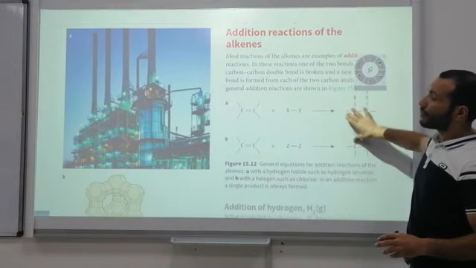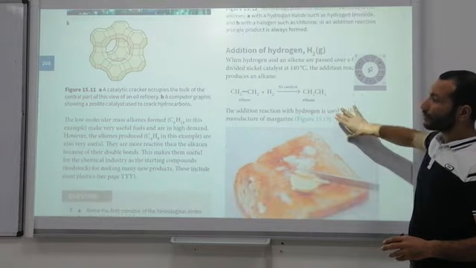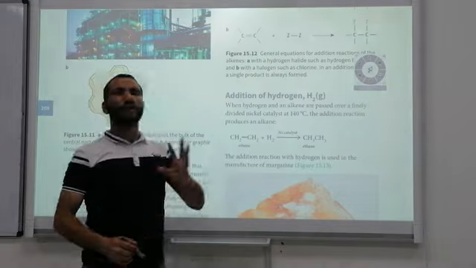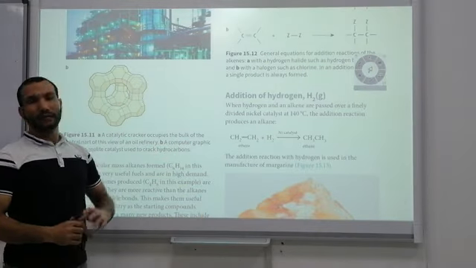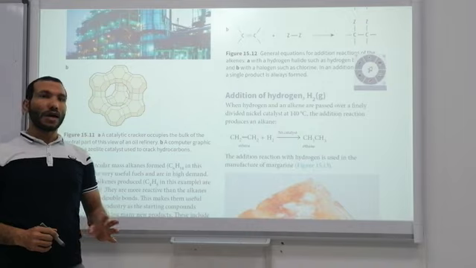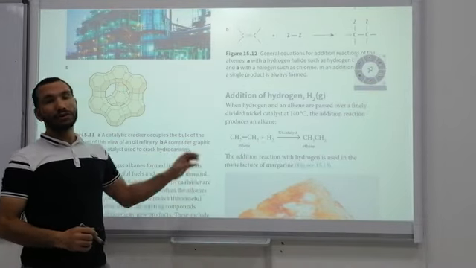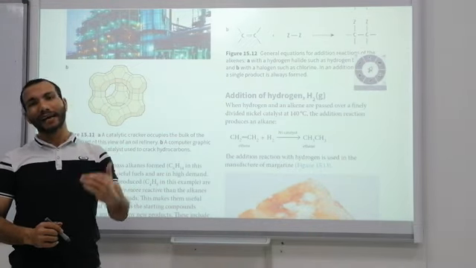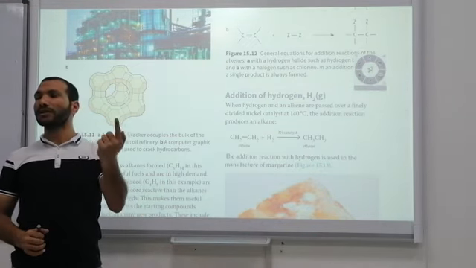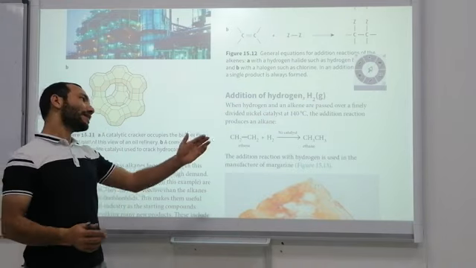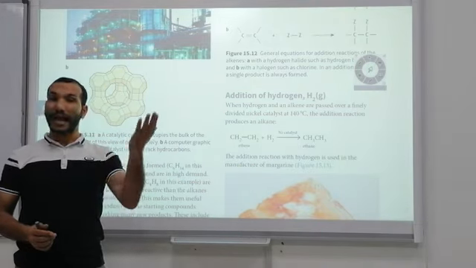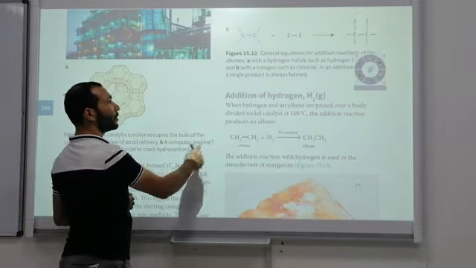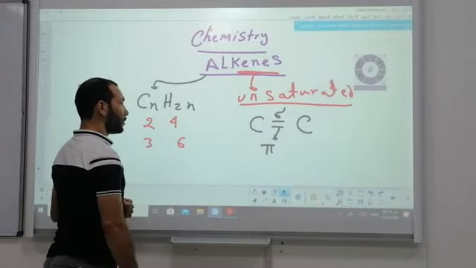Here we have some reactions of alkenes, such as the addition. What is the meaning of addition? Addition means to add. Addition can be done using the double bond. Of course, we said before that alkanes cannot accept addition because they contain only single bonds. But alkenes can accept addition by using the double bond. We will see an example of this double bond.